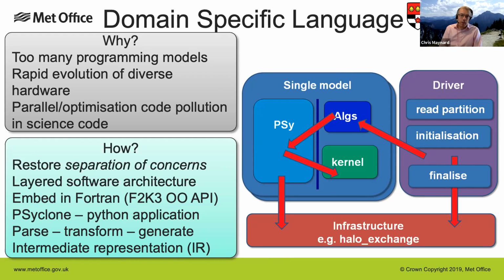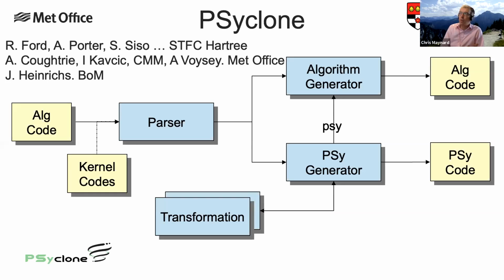If we do that, we then can use this application called Cyclone, which is a Python application to parse, transform, and generate the code necessary for the parallelization system using its own intermediate representation. Cyclone is mostly developed by our colleagues and partners at the STFC Hartree Centre, Rupert Ford, Andrew Porter and Sergi Siso, but people at the Met Office contribute to the development too, and also Jörg Heinritz from the Australian Bureau of Meteorology.